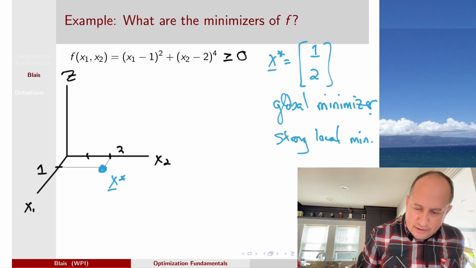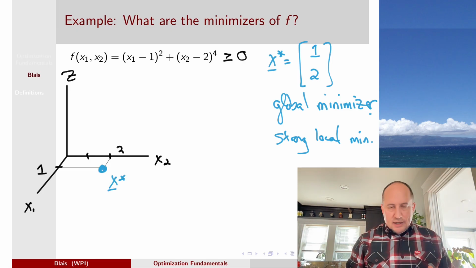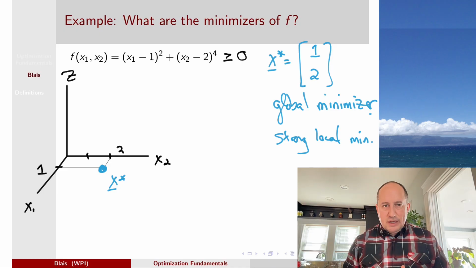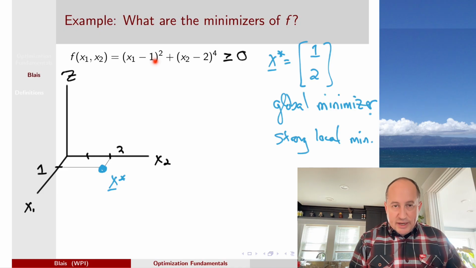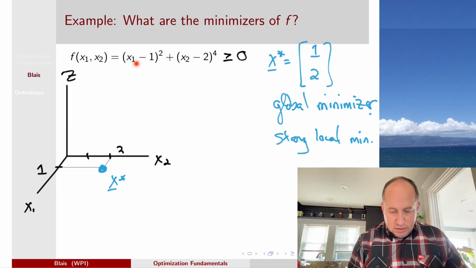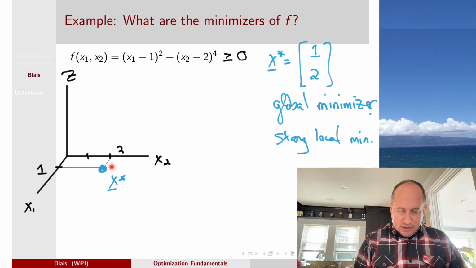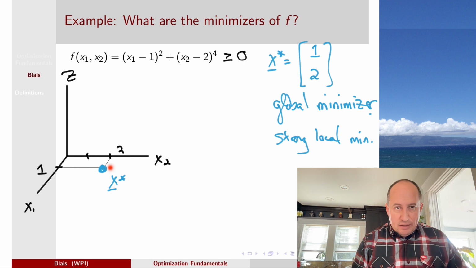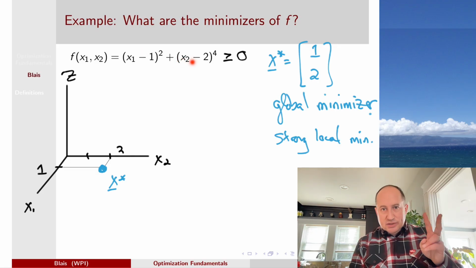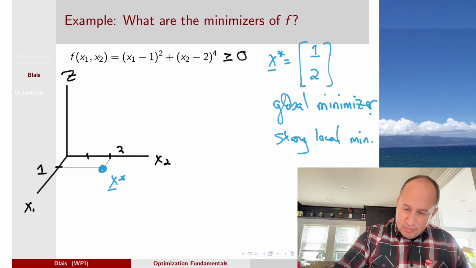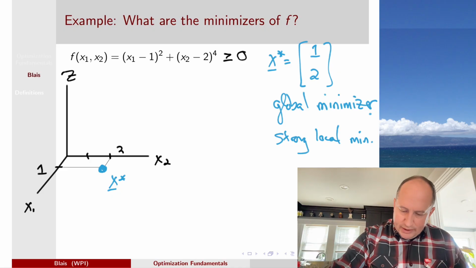And one way that you can think of this is slicing through the surface. So if you were to slice through the surface with, say, the plane x1 equals 1, right? So think of that as the plane parallel to the x2 z plane. When x1 is fixed at 1, that knocks out this term, and you're left with z equals x2 minus 2 to the 4th. And so that's going to be this upward opening parabola for that slice.